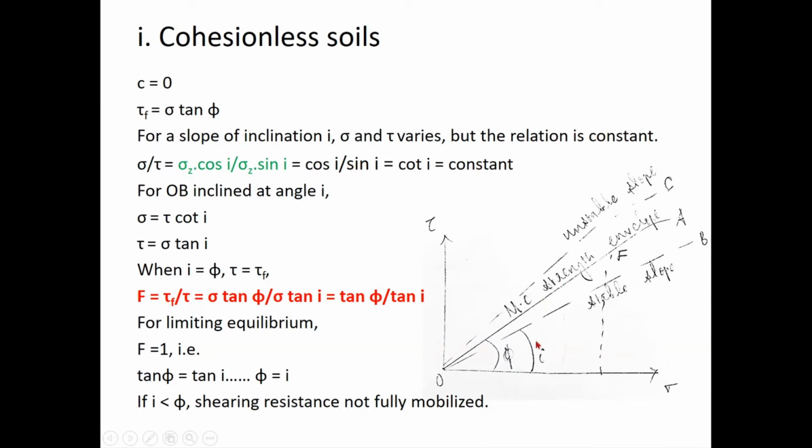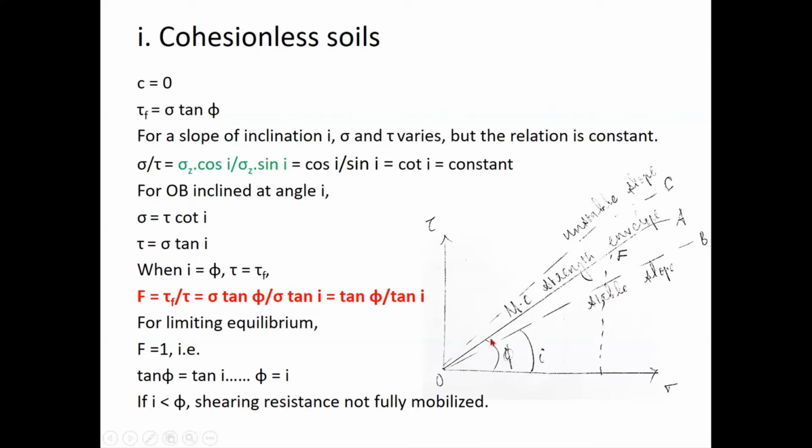So I know that if that phi is I, then tau is equal to sigma tan phi. So sigma by tau is equal to cot I or cot phi. If it is phi, it is cot phi, isn't it? So that is always going to be a constant, isn't it? So same thing I am representing here. So sigma by tau is equal to cot, which is a constant. So I can say that the relationship between sigma and tau is always going to be a constant, right? It's along this line, right?